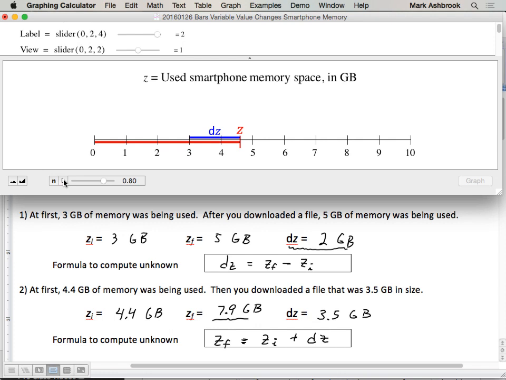There's something I kind of want to ask. Is DZ always a variable, or can it also be a parameter? So for our purposes, we're going to say it's always a variable.